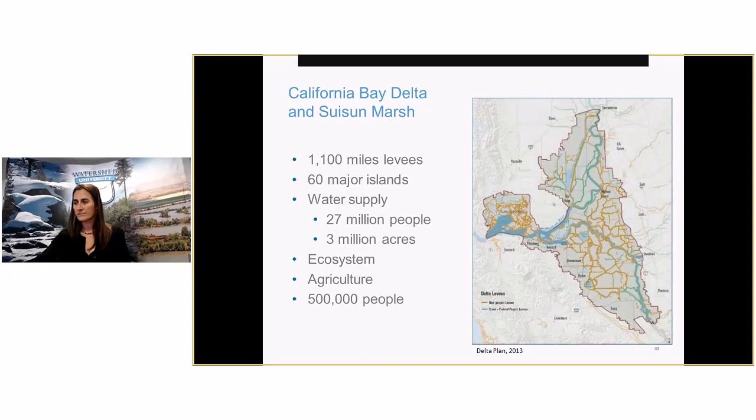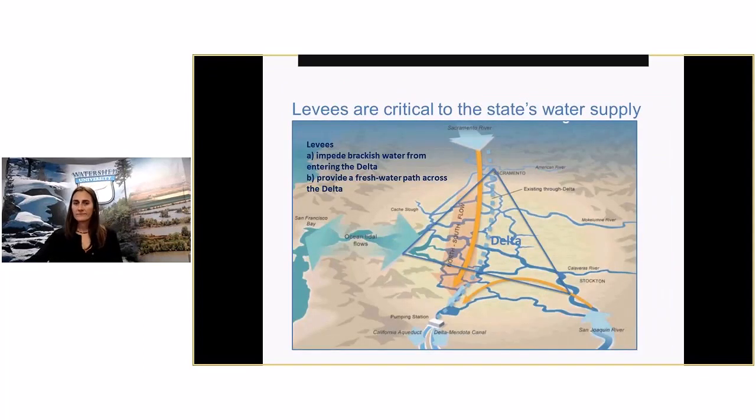The ecosystem of the Delta is dependent on the health of Delta waterways. And within the Delta itself, we have an extensive agricultural economy, and it's also home to over 500,000 people. The levees, we know, are critical to the state's water supply. Really two important functions, actually three, which you'll see. One is to impede brackish water from entering the Delta from San Francisco and San Pablo Bay, and they also provide the freshwater path across the Delta to get water in the Sacramento River to the pumps, which sends the water to Southern California.